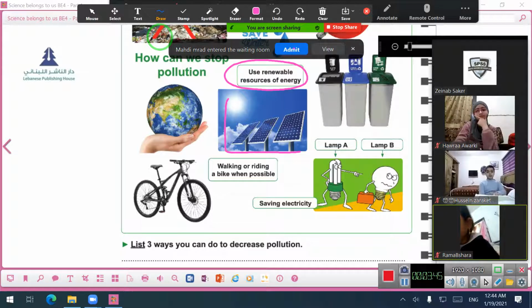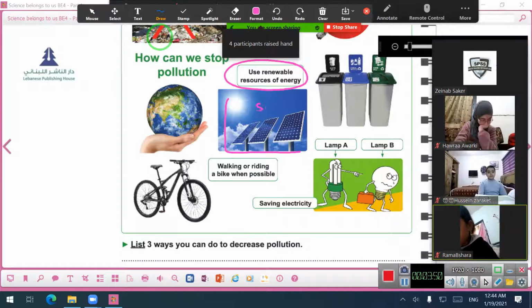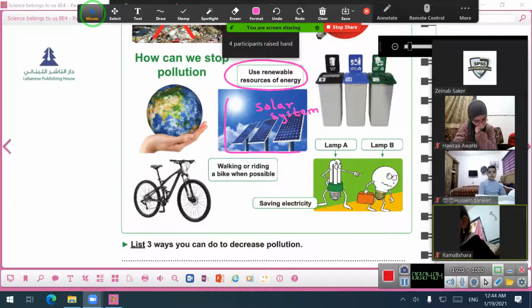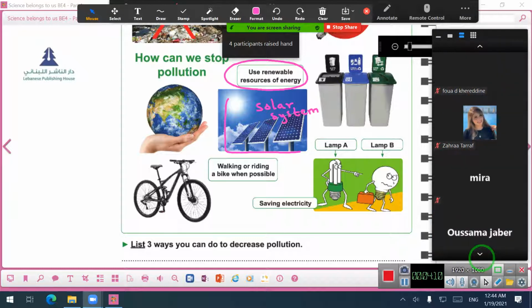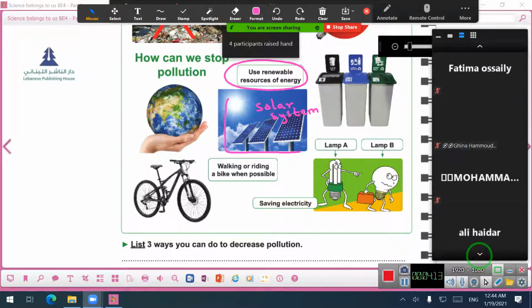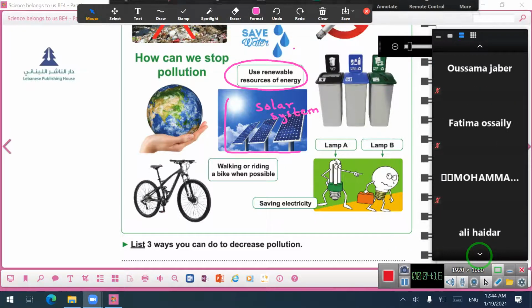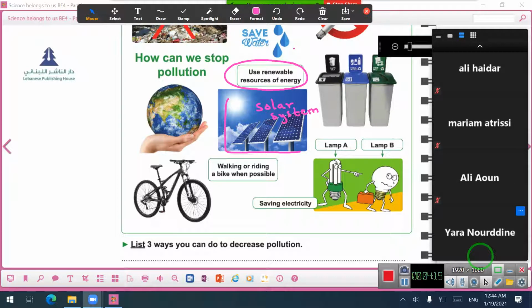These are some solar systems used to make heat or to produce heat. So these solar systems are renewable. Renewable means they can be used more than one time. They can't be burned. They can't run out. So they are renewable resources. They can be used more than one time.